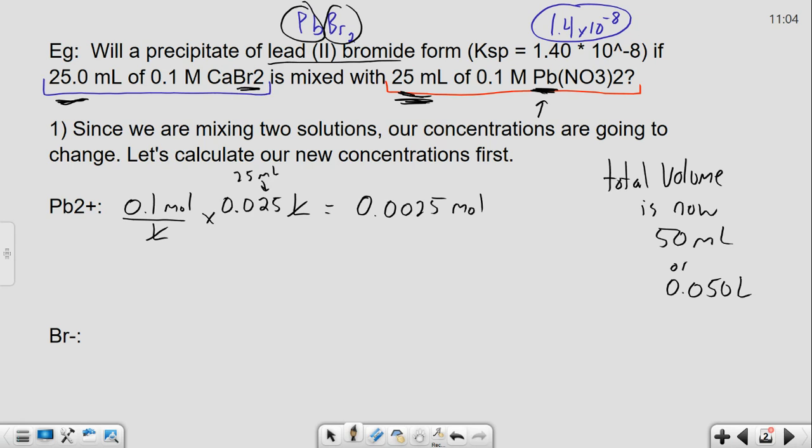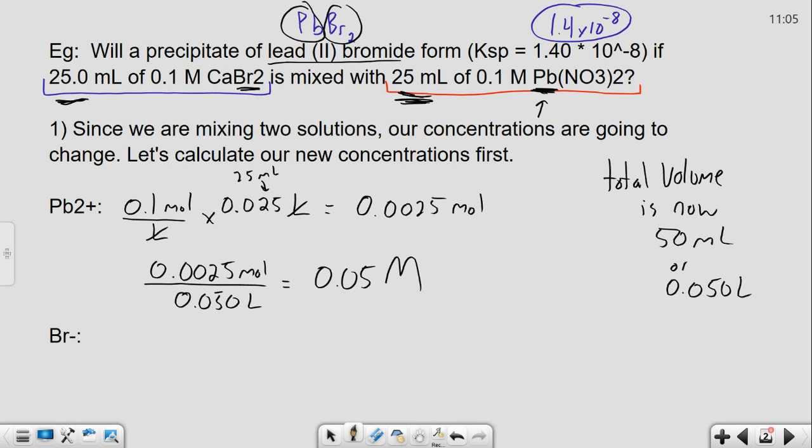Or 0.05 liters. So if I want my concentration of lead, I take how many moles I had, divide it by how many liters it's in. That'll give my answer in moles per liter. Pull my calculator here. 0.0025 divided by 0.05. Okay, I'm not crazy. The answer is 0.05 still. So that's the concentration of my lead 2 plus.